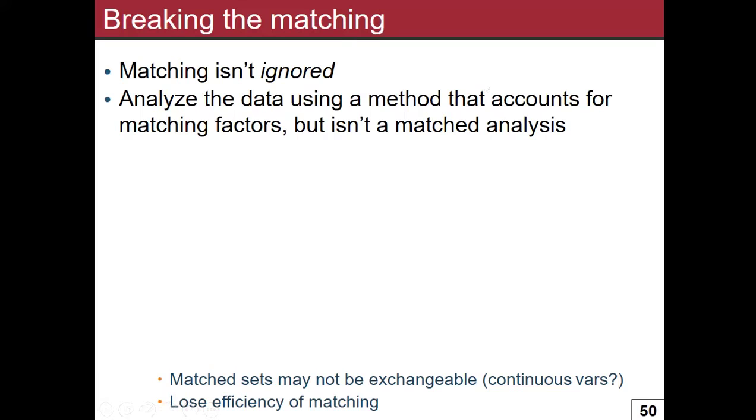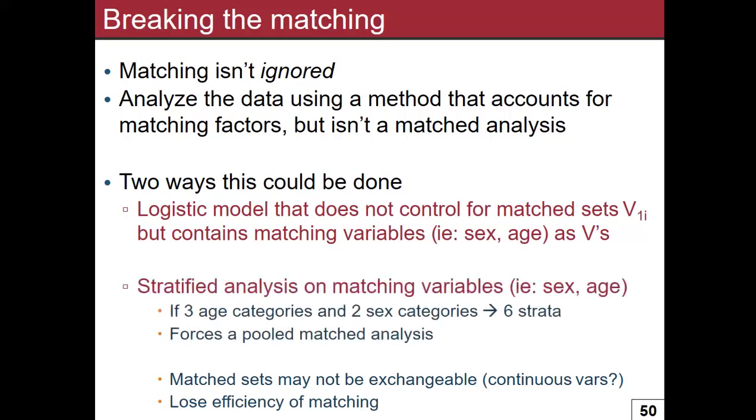The other piece here is on breaking matching. And here I'm just going to put the whole slide on. In breaking the matching, you analyze the data in a way that somehow accounts for the matching factors but isn't a matched analysis, which is something that we talked about. This is a variant on what I just said you shouldn't do. So this is another way of doing something you shouldn't have done: you control for age and sex as variables, and you can still group the data into strata formed by sex and age and so forth, and analyze the data in terms of the pieces that went into the matching rather than the matched sets themselves.